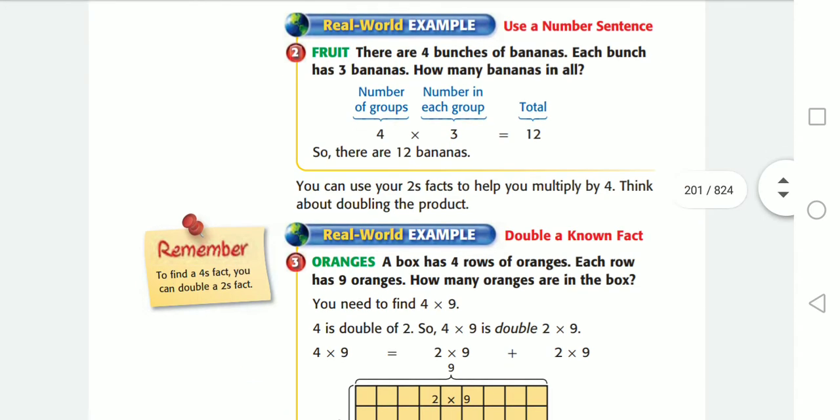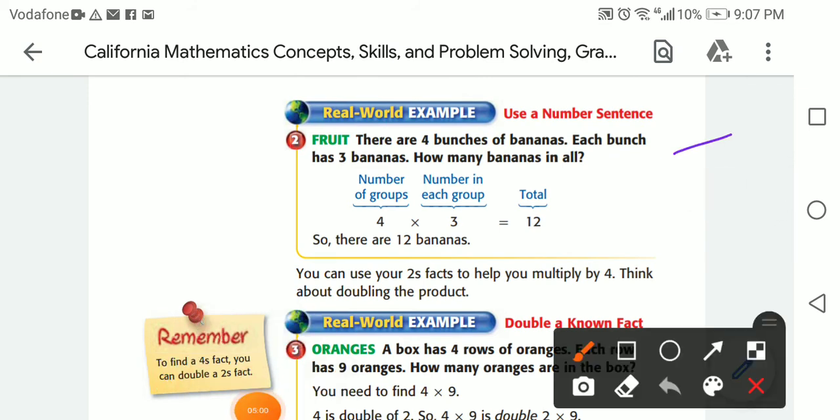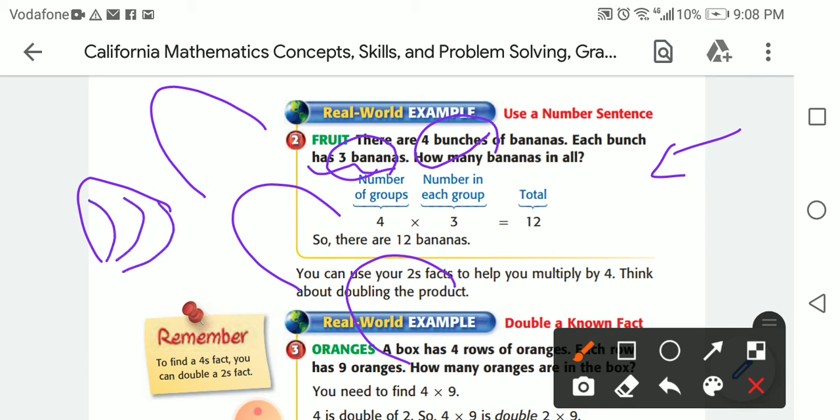So we have here a question. He asks me in this problem, there are 4 bunches of bananas. Each bunch has 3 bananas. How many bananas in all? How many bunches, guys? 4. So we have here 1, 2, 3, 4. How many bananas in each bunch? 3. So I've got here 1, 2, 3 bananas. We have here 3 bananas. And here 1, 2, 3.